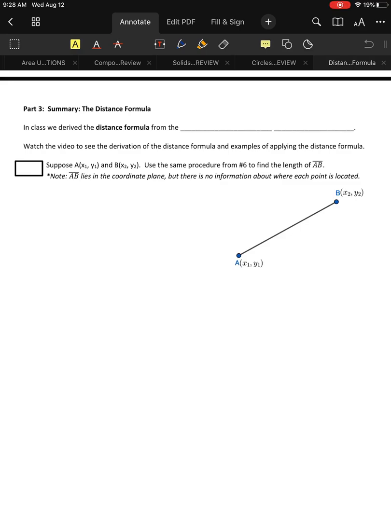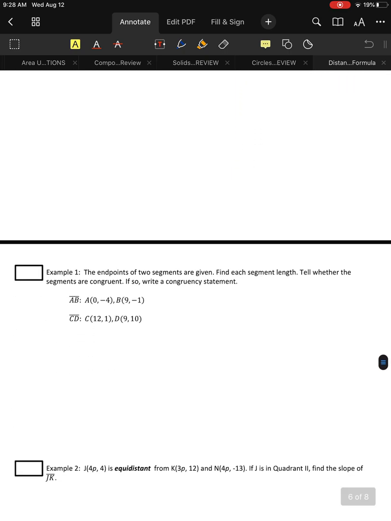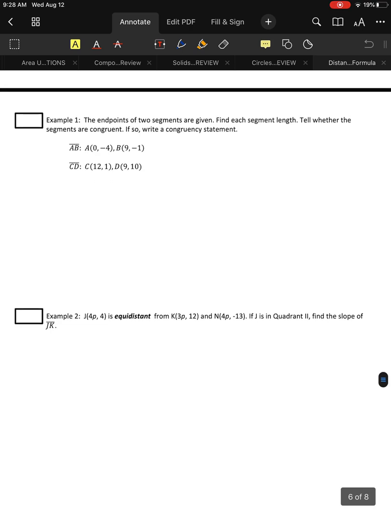Hello everyone, this is the summary video for the distance formula, and we are going to cover three things in this video. I am going to do the derivation of the distance formula, like we did in class. And then I'm going to do two examples, one that's pretty straightforward. You'll see one just like this in your homework assignment, and then one that is probably the most challenging homework question that you will see. So it's an example that's similar to it.